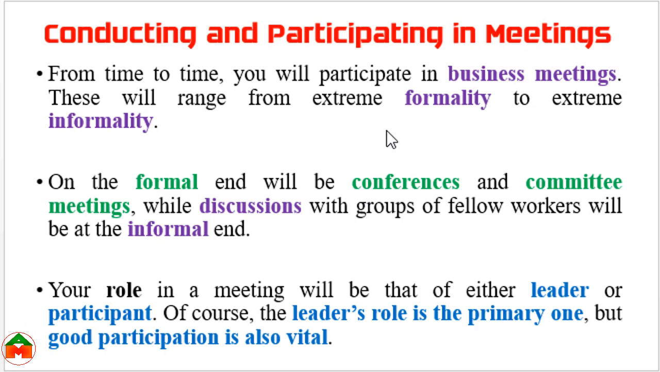In a business organization, we need to conduct meetings or participate in meetings. That meeting may be formal or informal. Examples of formal meetings may be conferences and committee meetings, and on the other hand, an informal meeting may be a discussion with groups. As a stakeholder of a company, your role in a meeting will be that of either leader or participant, and the leader's role is the primary one, but good participation is also a vital issue.